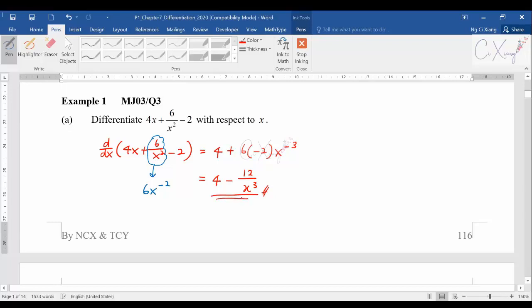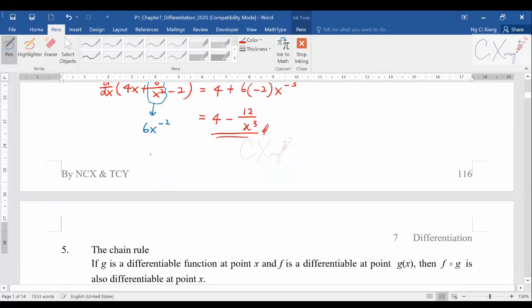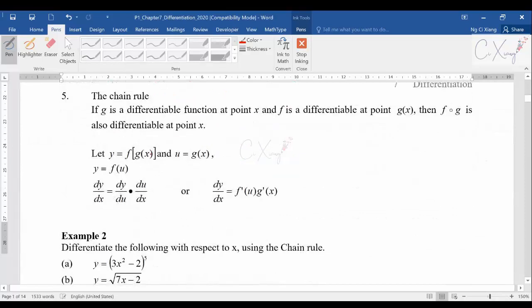Very simple, right? I hope that you still remember all this. Okay, then now you go to the next one. So besides all the basic differentiation that we discussed just now, we also have some simple rules for differentiation. Let's have a look at the first one, the chain rule.